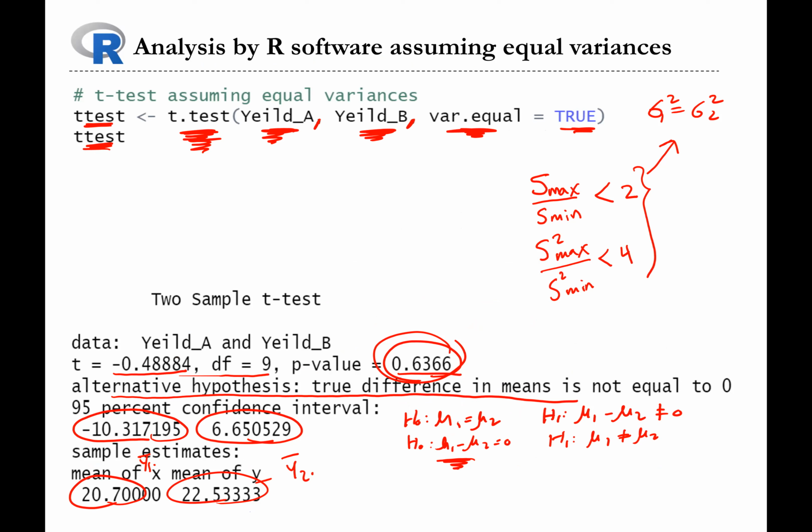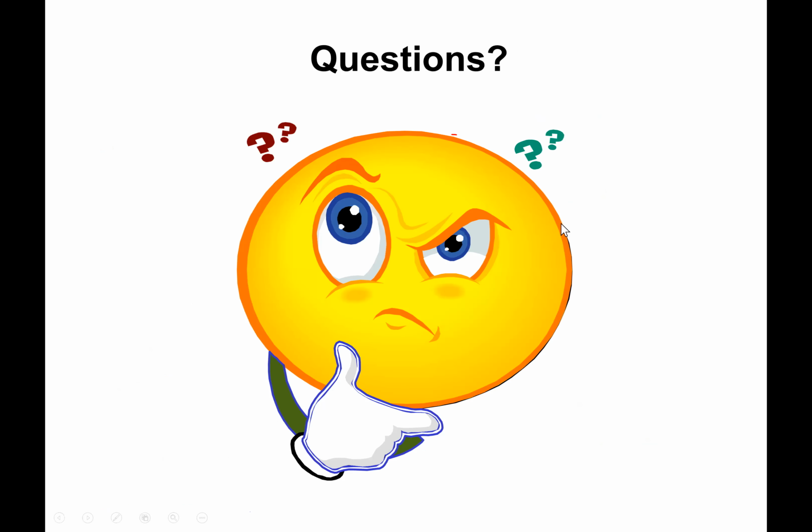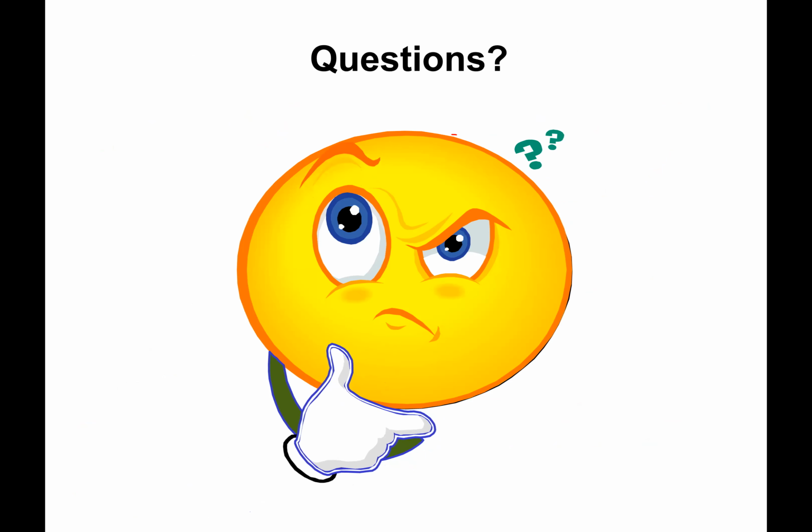But I will cover the second case just in case, only for practice, which is sigma 1 squared doesn't equal sigma 2 squared. Because keep in mind, the rule of thumb is not that formal. I will show you some formal tests for equal variances in a few minutes, and that test will decide which case we should work with: sigma 1 equals sigma 2 or sigma 1 doesn't equal sigma 2. If you do not have any questions, let's cover the second case. We need to know what will change.